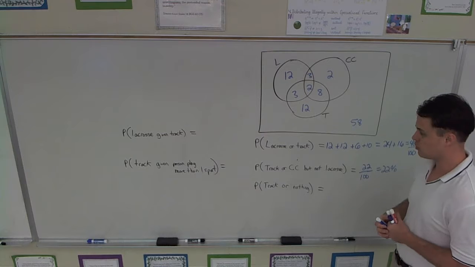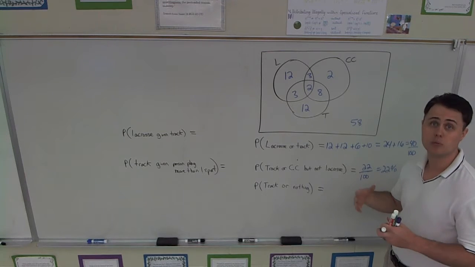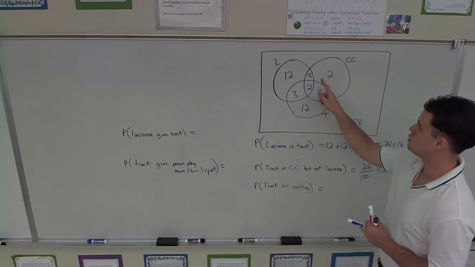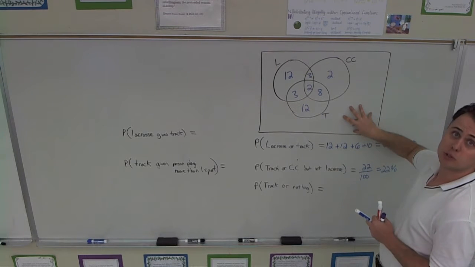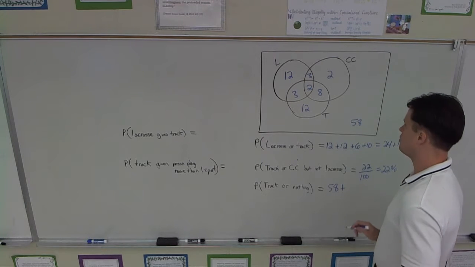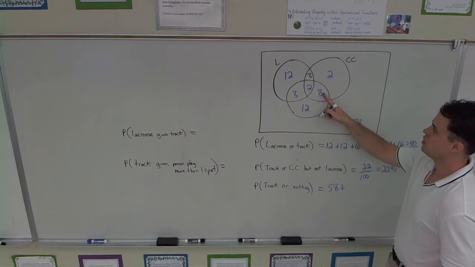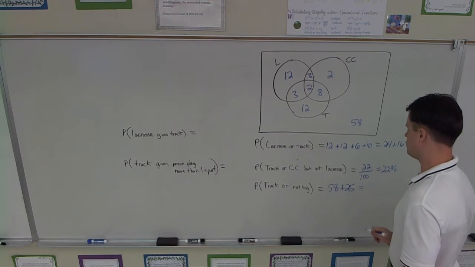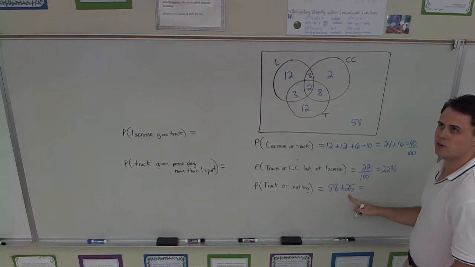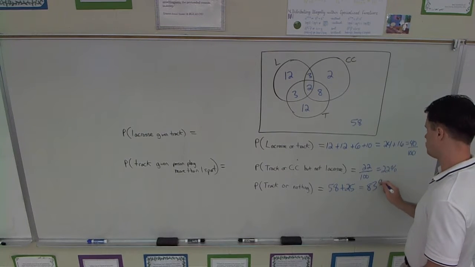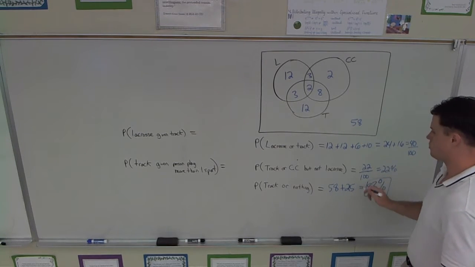Let's see, how about the probability of track or having played no sport at all, nothing? So track or nothing will be anything in the T bubble plus this outside region in our universe. So I think that guy's going to be 58, plus the track is going to be 20, plus 5 is 25. So that's almost 60 plus 25, which would be 85. So it's just going to be 83% in that case.